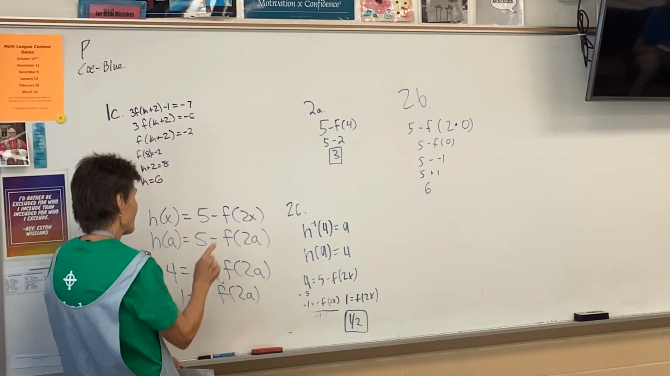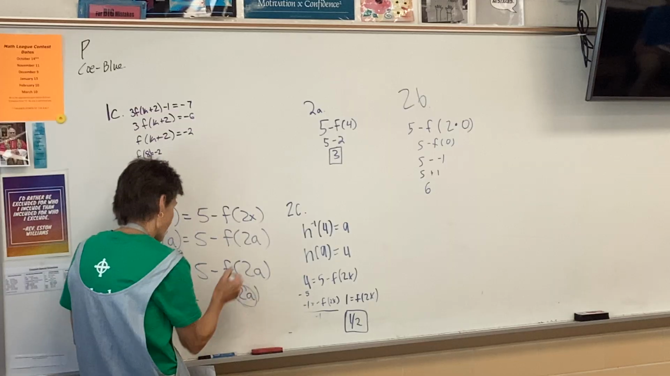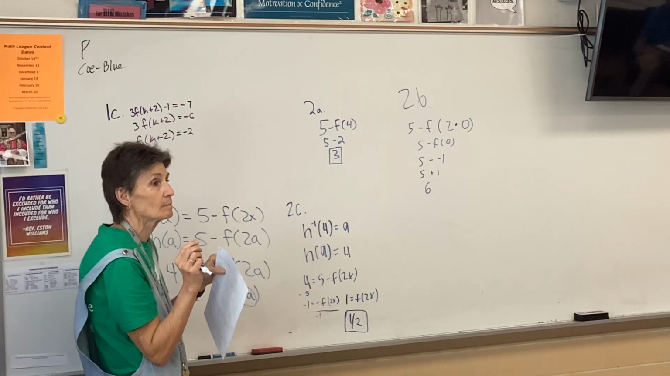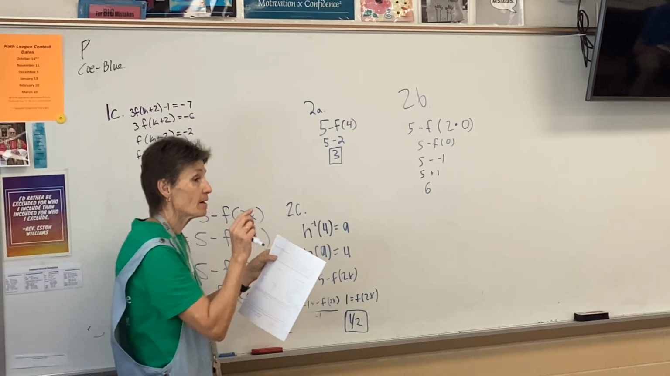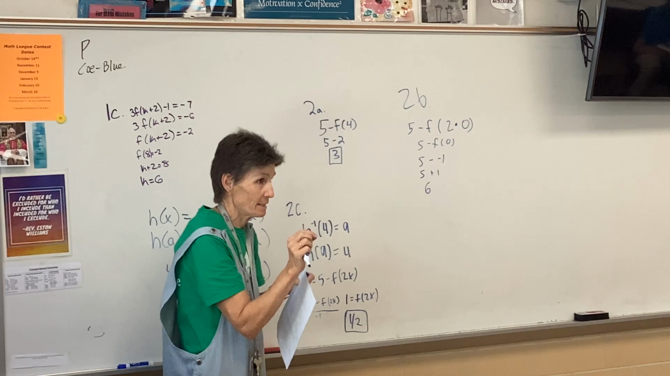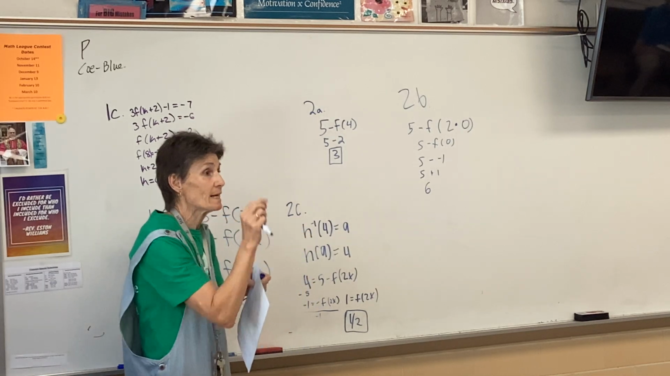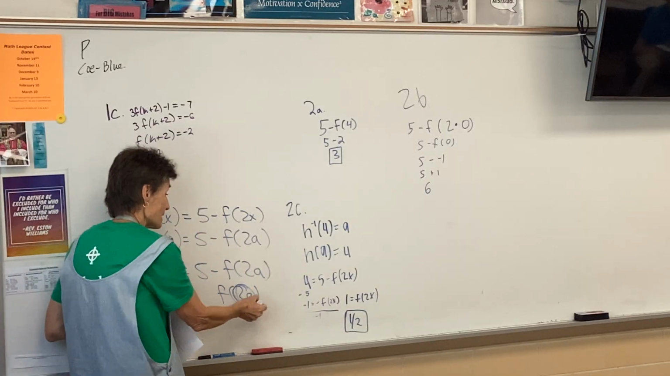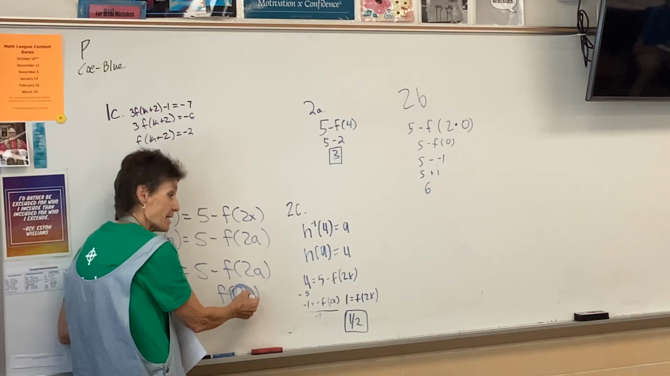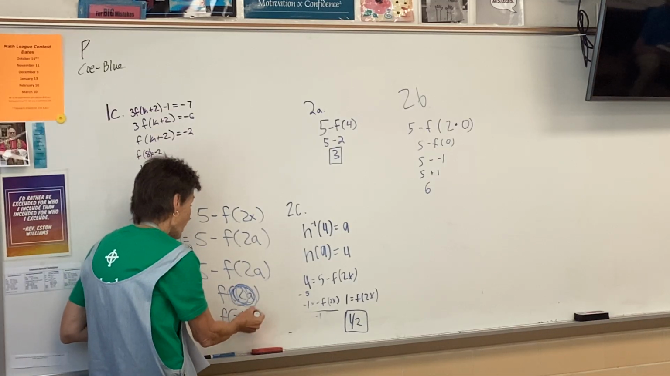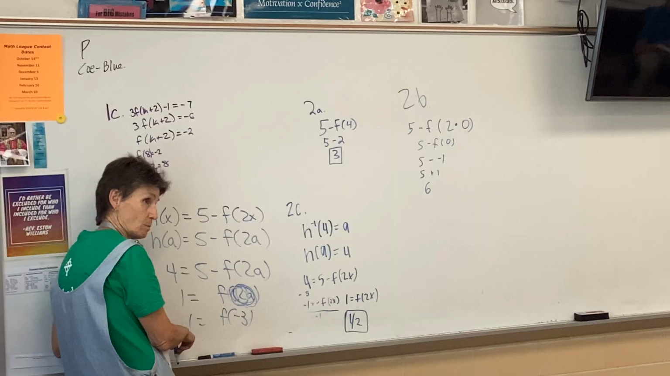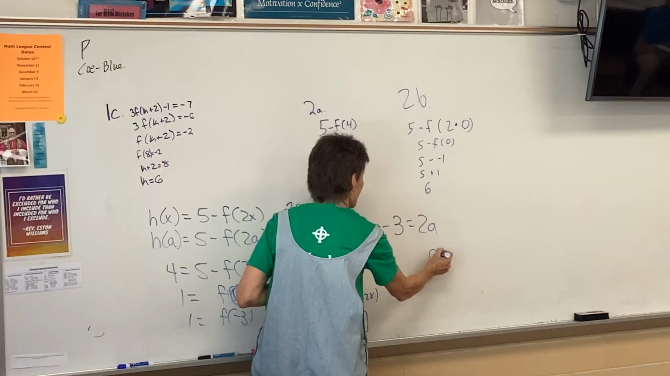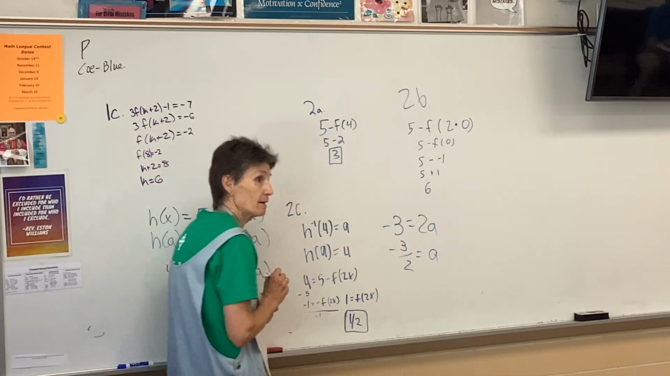Now, Celeste, f of what is 1? Look at your chart. F of what is 1? What x gives you a y of 1? Negative 3. So whatever is in this parentheses right here has to be negative 3, because f of negative 3 is 1. Would you agree? So negative 3 has to be your 2a, so a is negative 3 halves.